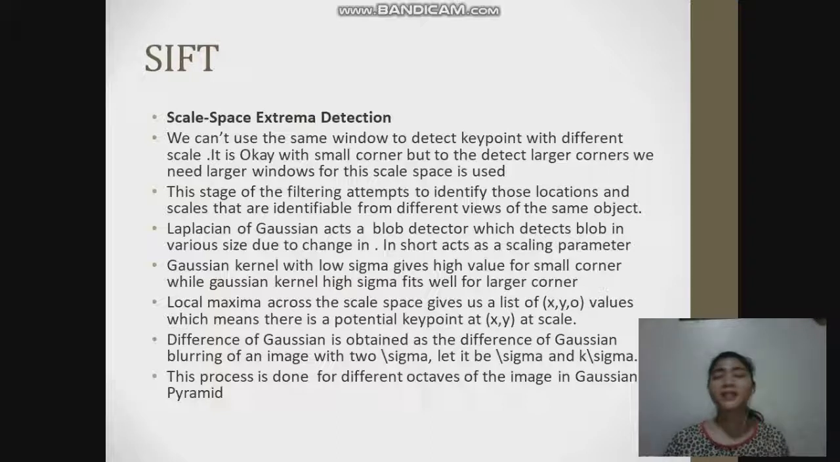So when detecting larger corners, we need larger windows for this scale space. This type of filtering attempts to identify those locations and scales that are identifiable from different views of the same object. It is a detection of the same images, the same object but at a different angle, but they have the same features.